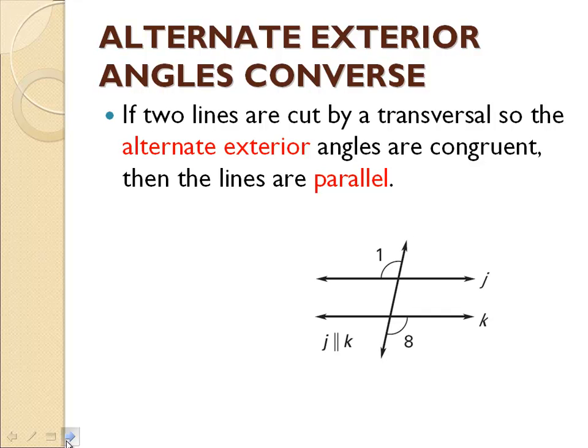The alternate exterior angles converse, pretty much the same thing. If two lines are cut by a transversal, so the alternate exterior angles are congruent, then the lines are parallel. So if we know that these two alternate exterior angles are congruent, then we know that we've got parallel lines here.